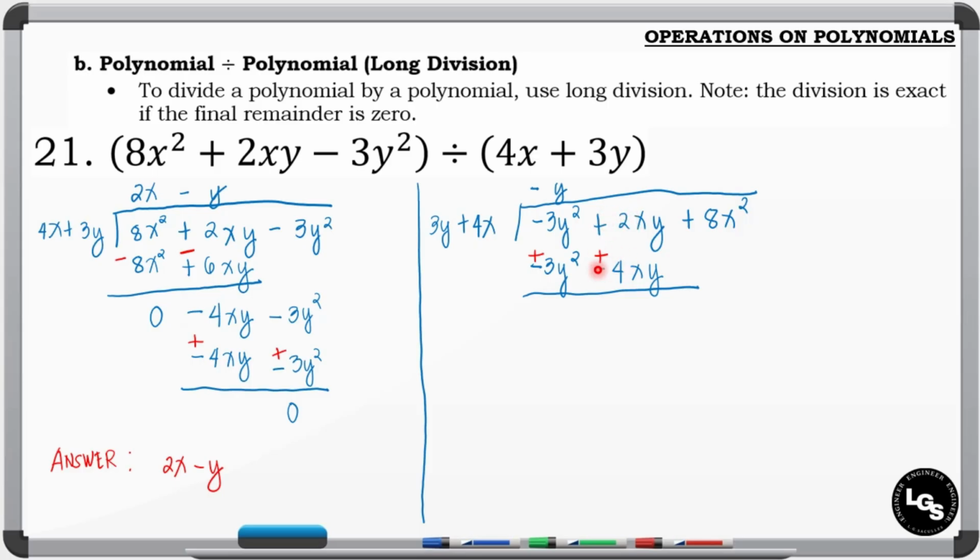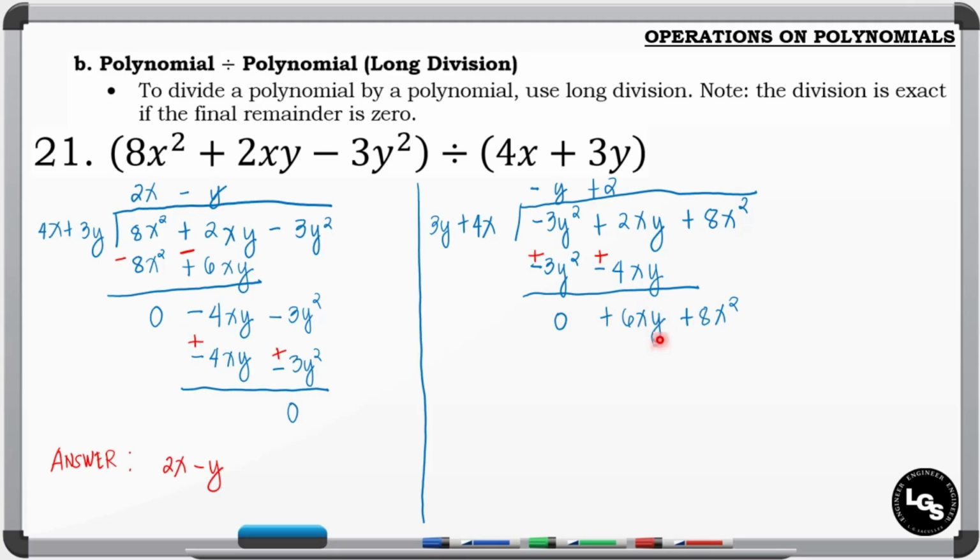Positive 2 plus positive 4, so that will become positive 6xy. Then, negative 3y squared plus positive 3y squared, that will result again to 0. So after we subtract, let's bring down the next term, which is positive 8x squared. Then same, we divide the first term by the first term of the divisor. So 6xy divided by 3y. So 6 divided by 3, that is 2. So we will write here 2.